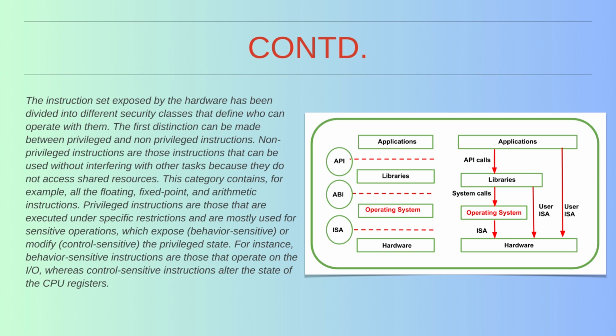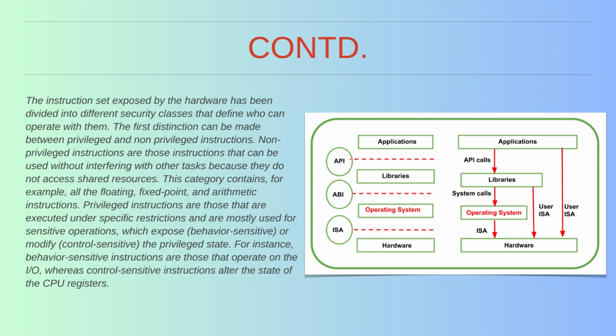Privileged instructions are those that are executed under specific restrictions and mostly used for sensitive operations, which expose behavior-sensitive or modify the privileged state. For instance, behavior-sensitive instructions are those that operate on input/output, whereas control-sensitive instructions alter the state of the CPU registers.